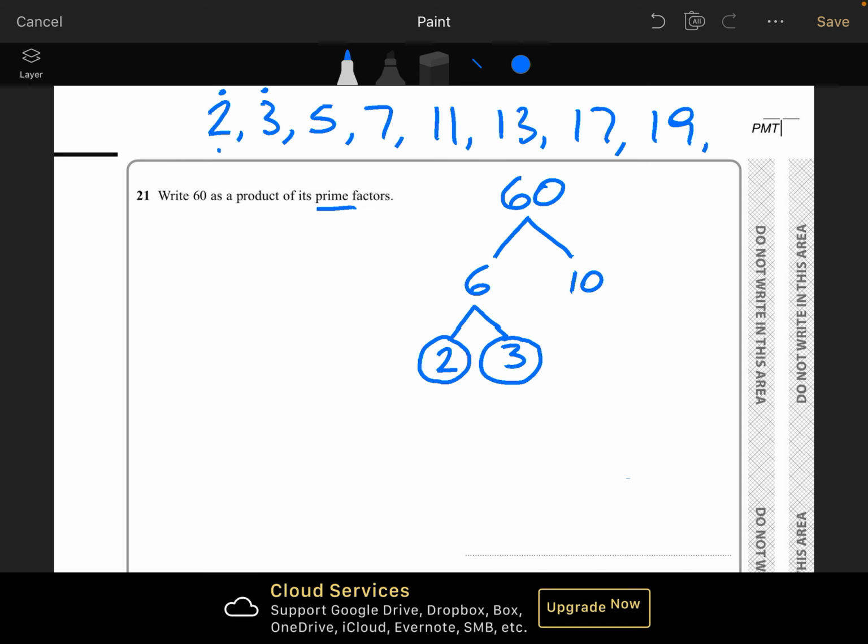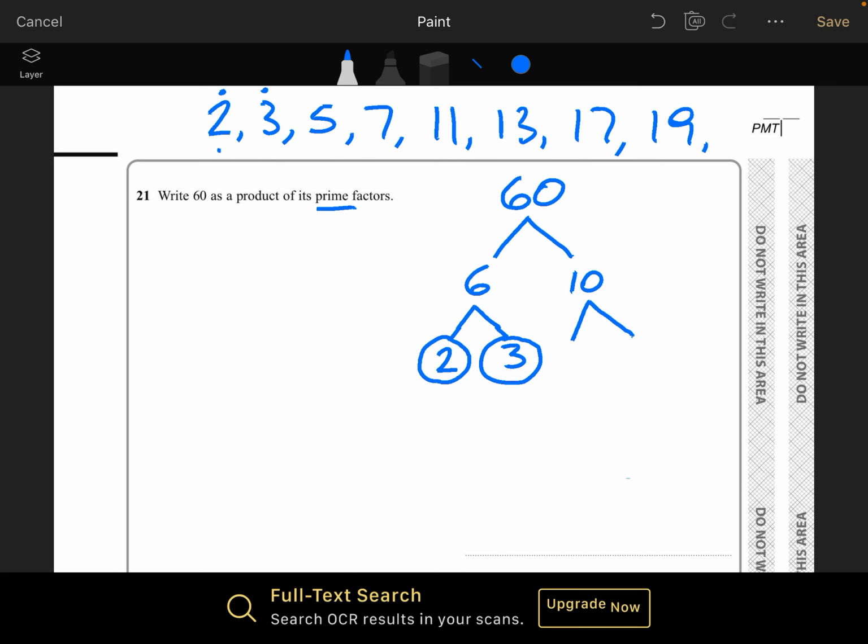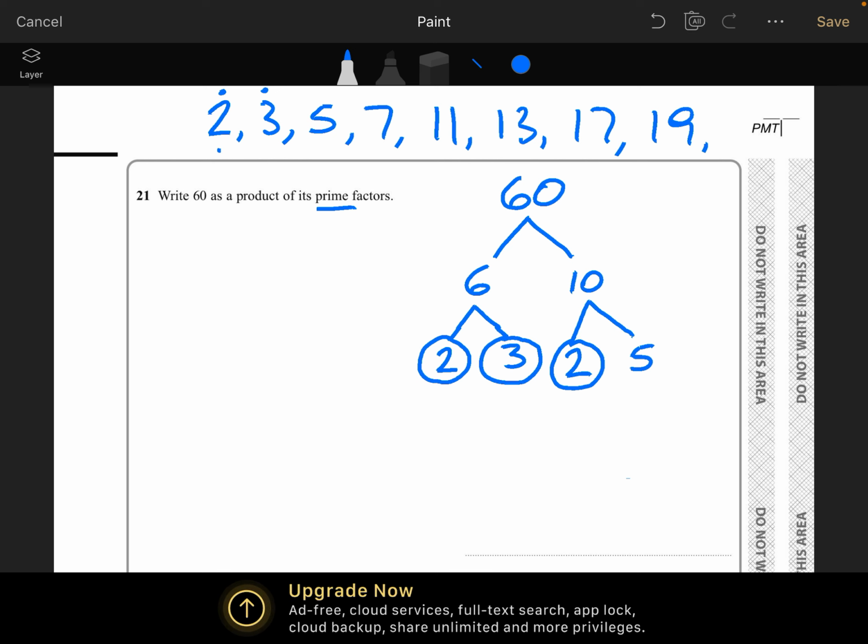Back across to the 10, that's not a prime number, so we need to continue with that. The only choice I've got is 2 times 5 or 5 times 2. So I'm going to put 2 and 5. Both of those numbers again are prime numbers, so I'm circling them both.